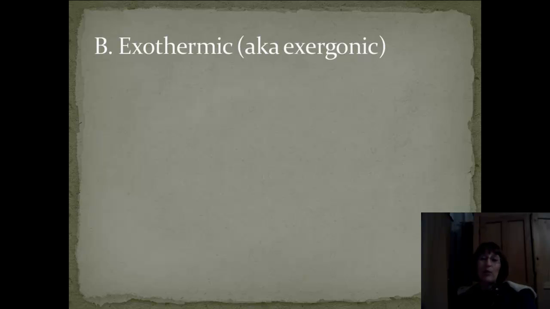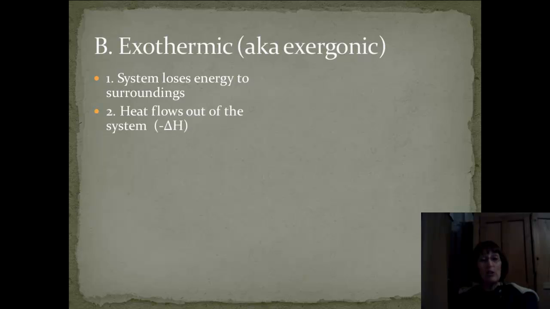So capital letter B, exothermic. Another word, and you may see it on the tax test or the chemistry EOC, is exergonic. So that EXE or EXO means it's giving it off. Exergonic, exothermic. This means that the system's going to lose energy. It gives it off. Exo, out. It loses energy to the surroundings. The heat flows out of the system.